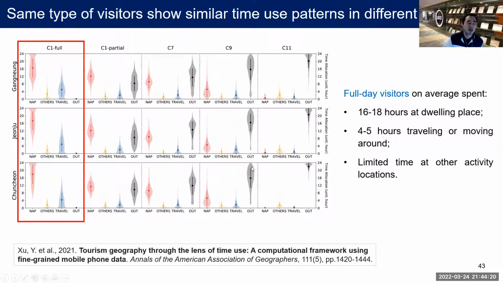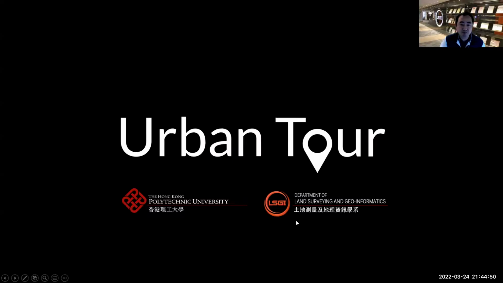We have shared these insights with our collaborators in South Korea and tourism stakeholders, and they say that these numbers, 16 to 18 hours, are much higher, and the time spent on traveling or moving around is much higher than they would expect. They are thinking about whether they could have better strategies, like improving the transportation services or smarter marketing strategies, in order to persuade people to spend more time at other places. This paper was published in 2021 in the Annals of AAG.